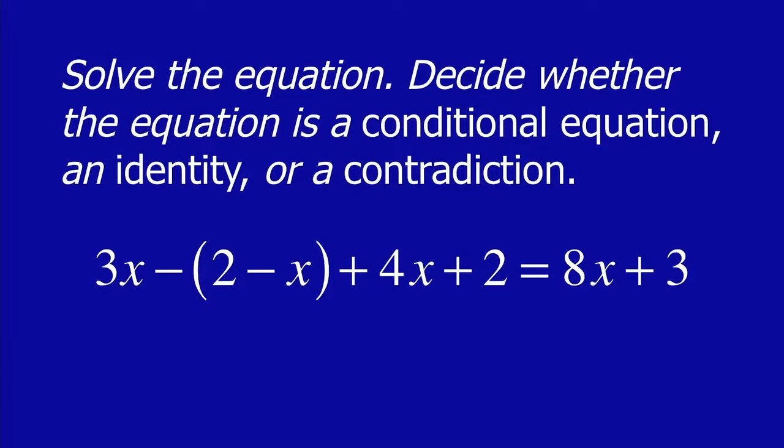Solve the equation. Decide whether the equation is a conditional equation, an identity, or a contradiction. 3x minus the quantity 2 minus x plus 4x plus 2 equals 8x plus 3.